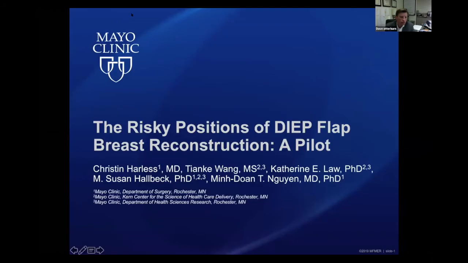The next paper is The Risky Positions of DIEP Flap Breast Reconstruction. And this is going to be presented by Kristen Harless out of Rochester.